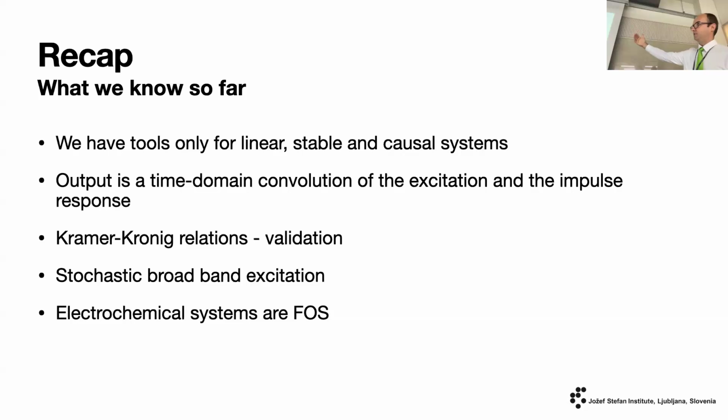So what we've done so far: I've told you that the impedance equation is actually called a transfer function. We are focused on finding a time constant in this transfer function. I showed you how you can do Kramers-Kronig relations. We discussed that electrochemical systems are fractional order systems, and I gave you a first glance that you can do EIS by exciting multiple frequencies altogether using stochastic excitation.